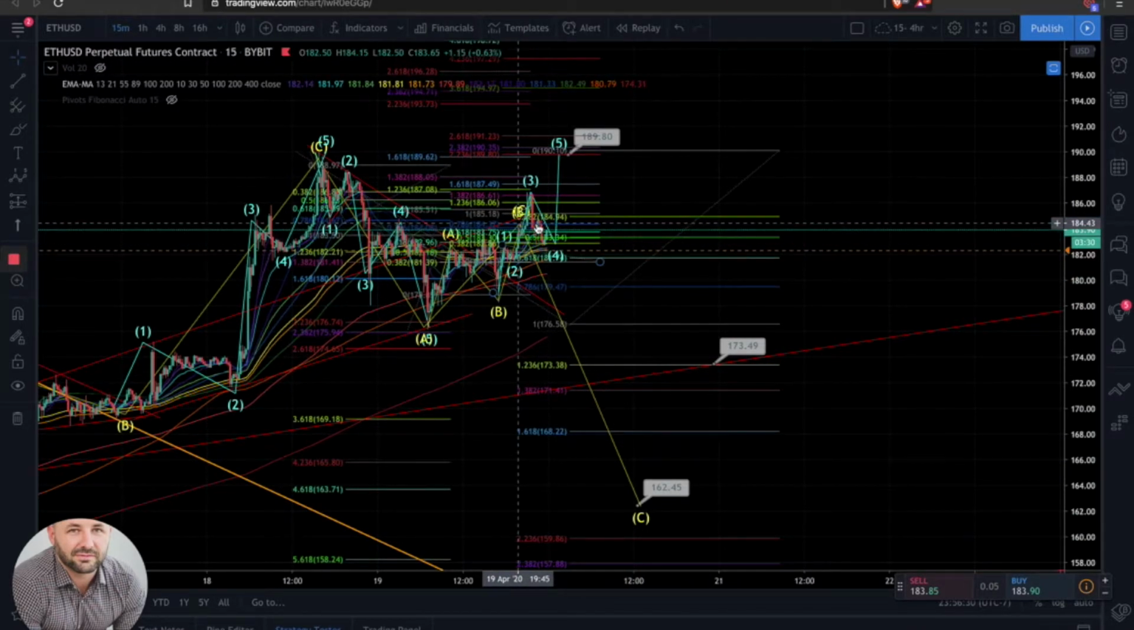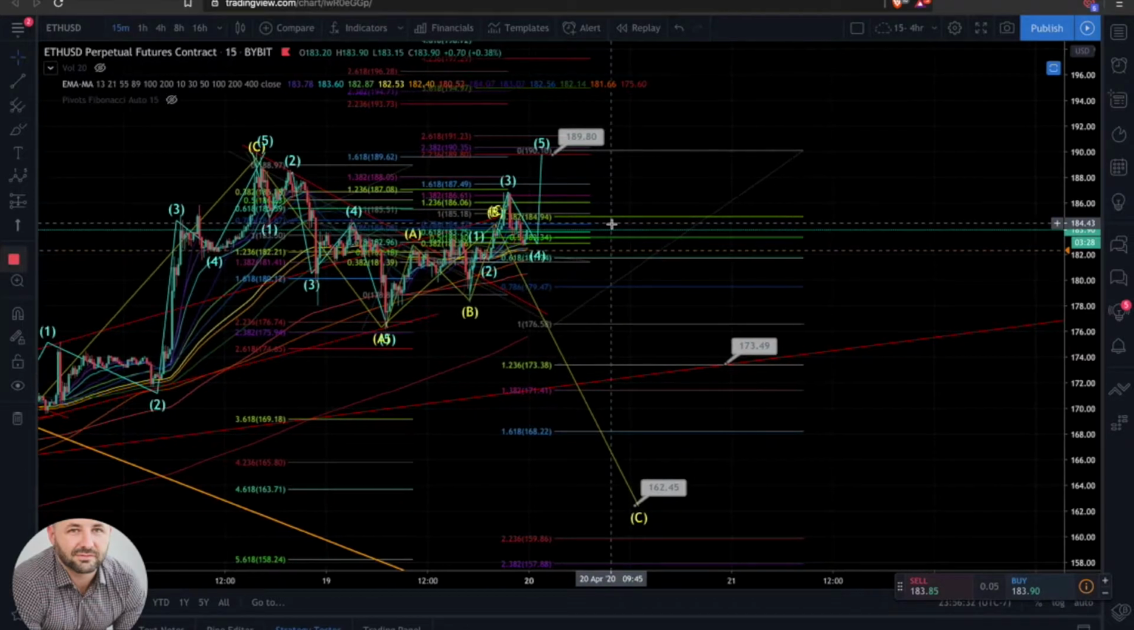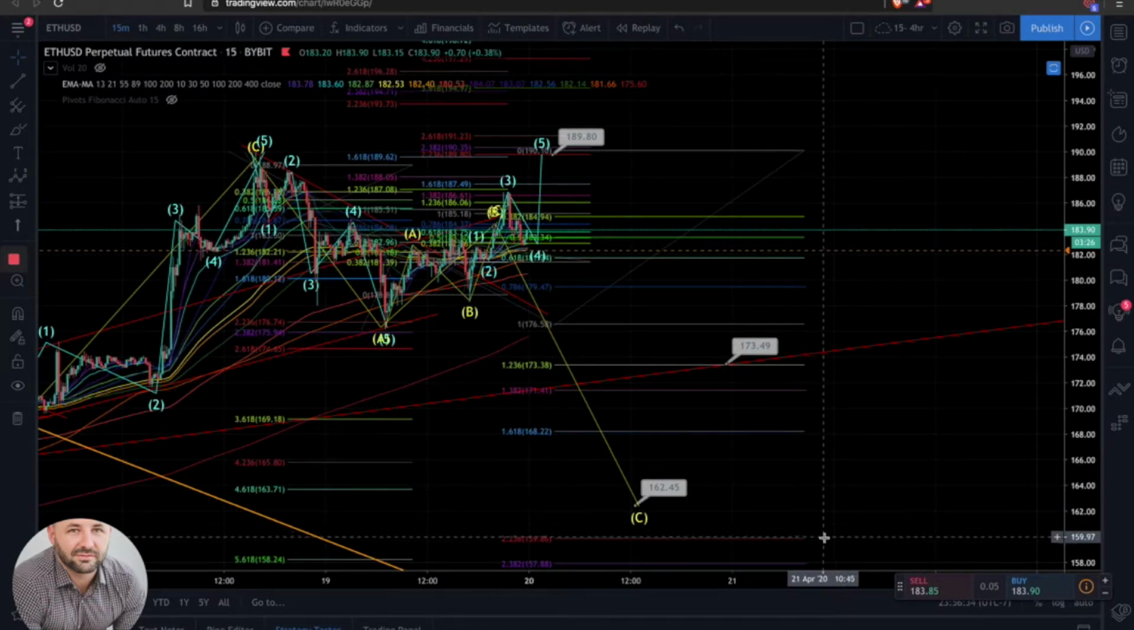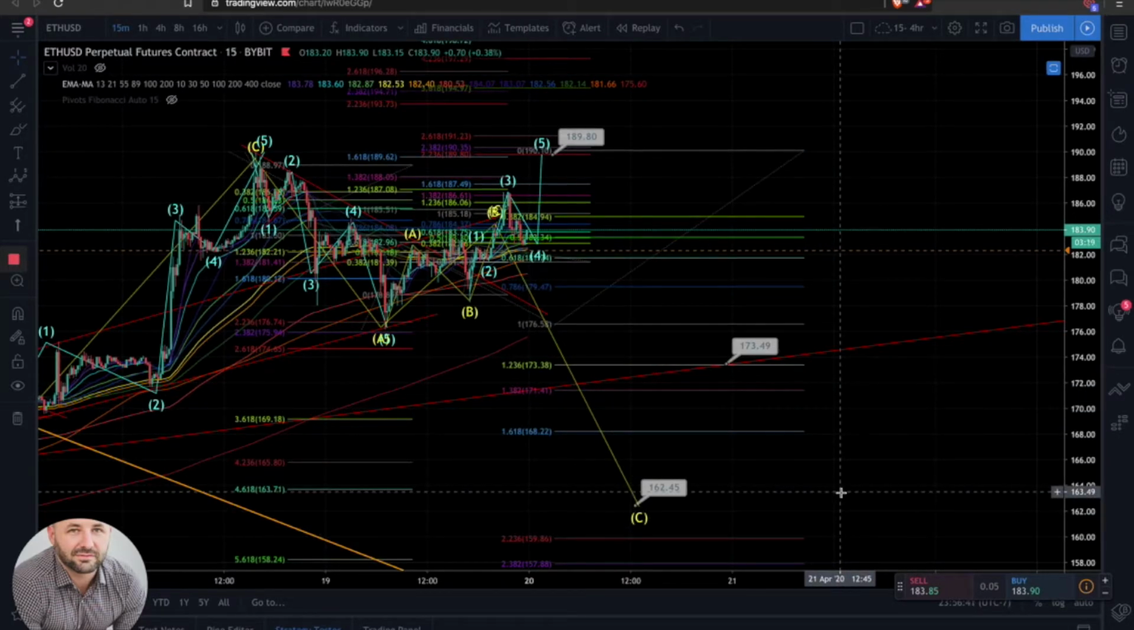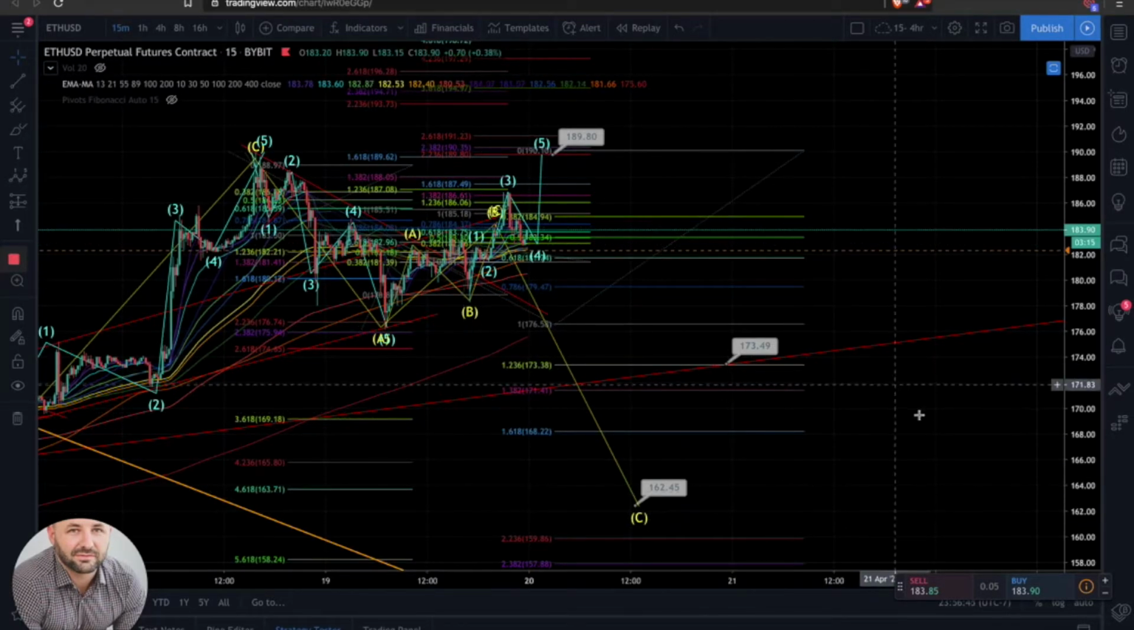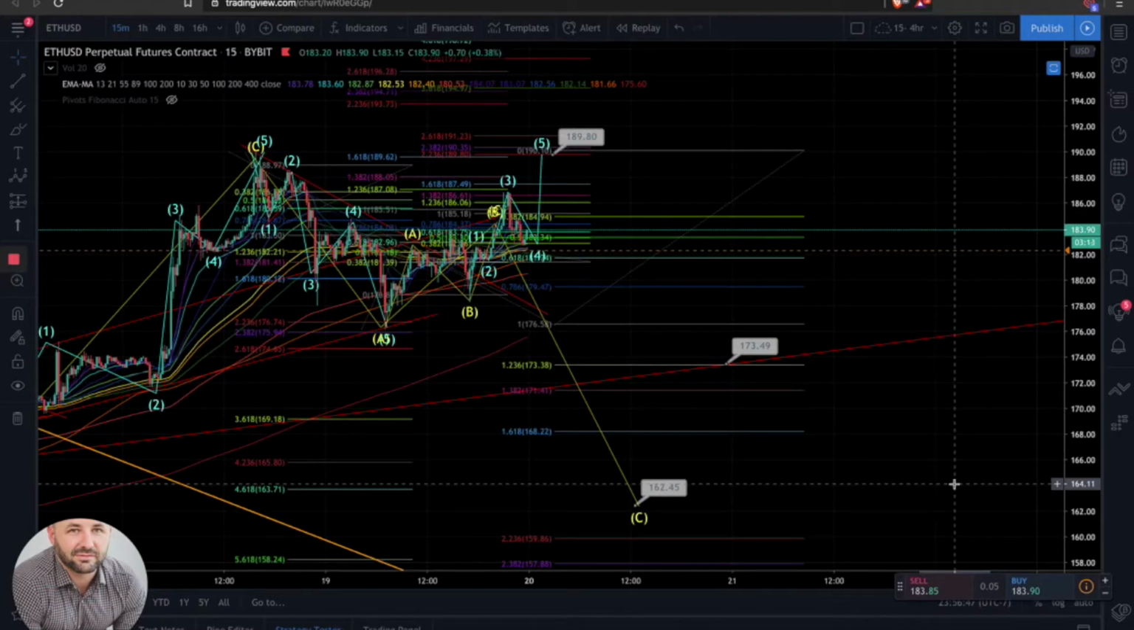Now, if this is impulsive, what I'm looking for ultimately, like I said, are targets to the downside, landing around the 160 area, and then obviously we can look at it from there and see what that turns out to be, because that could still turn into, overall, a wave 1 to something further to the downside.